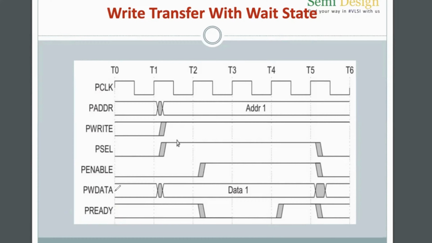So I'll say for the master, you wait for the ready signal. Whenever ready is one, only then you send the address and write values, two clock cycles before, so that it will not waste the T3 to T4 clock cycle.